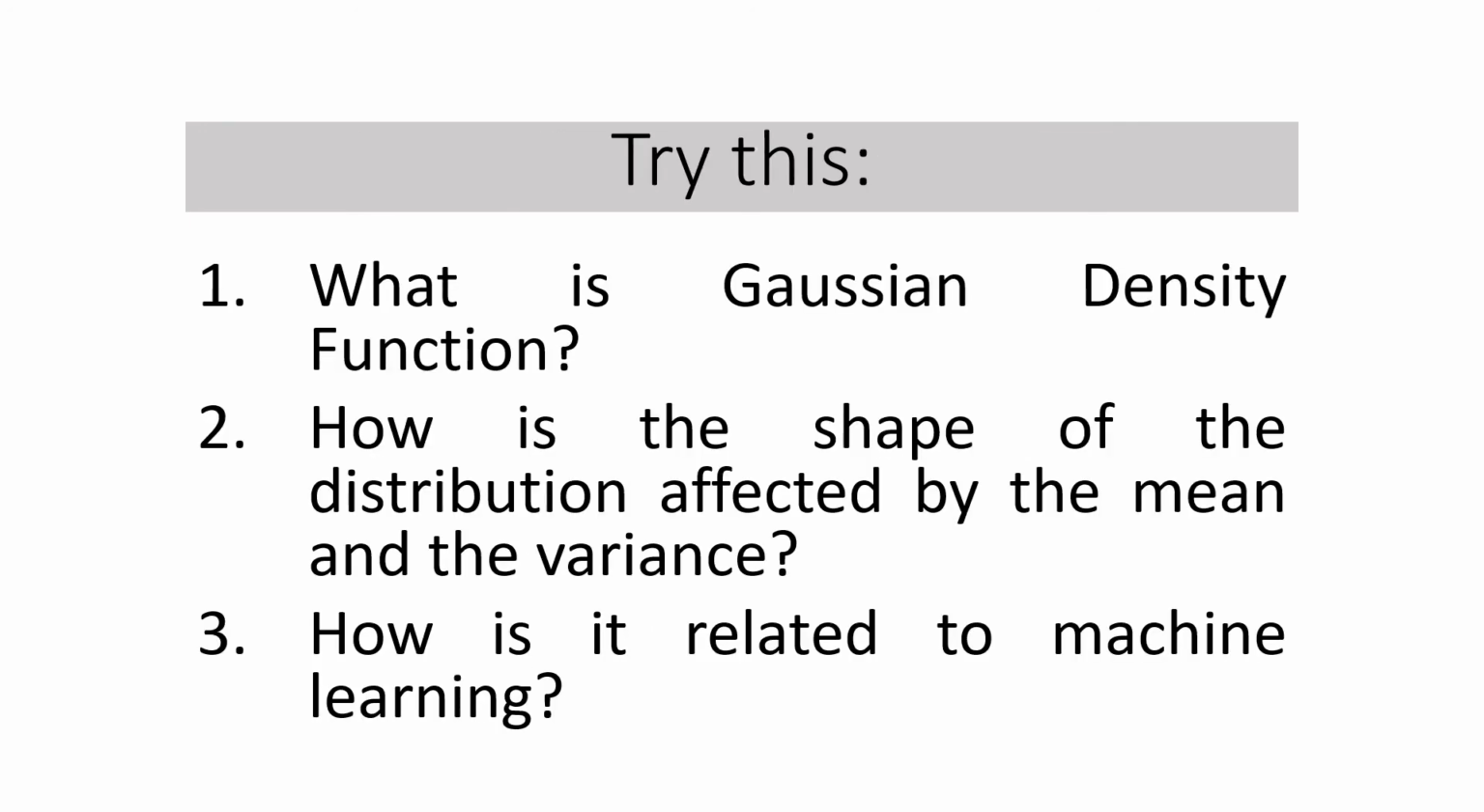After all being said and done, let's try this. What is a Gaussian density function? How is the shape of the distribution affected by the mean and the variance? How is it related to machine learning?